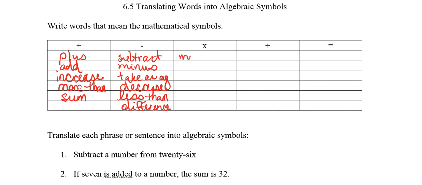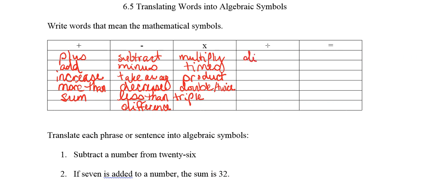We have multiply, times, product, the words like double or twice, so those would be multiply by 2. Of course, then we can also triple and so on. Those would be multiply by 3.